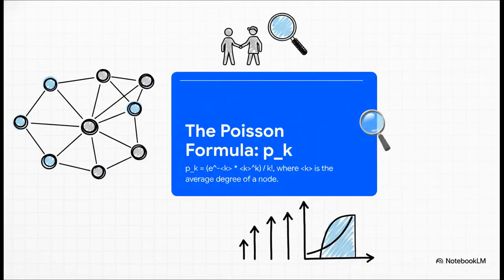And here's the best part, the most powerful part. Look how simple the ingredients are. All you need to know is one single number, the average degree of the entire network, which we write as K in these angle brackets. If you know the average number of friends per person, this formula lets you predict the probability that someone has any specific number of friends. It's an unbelievably efficient tool.